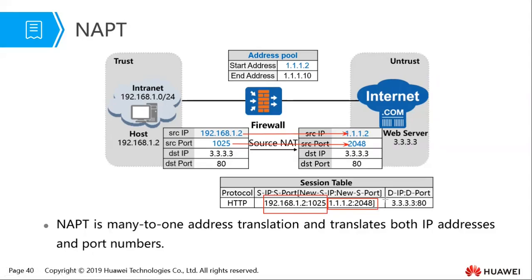So if we've allowed that on the firewall, then when we get a reply from the server, the firewall is going to match it against this session table and still allow it. That is what we call stateful packet inspection, because we are saving entries in session tables.